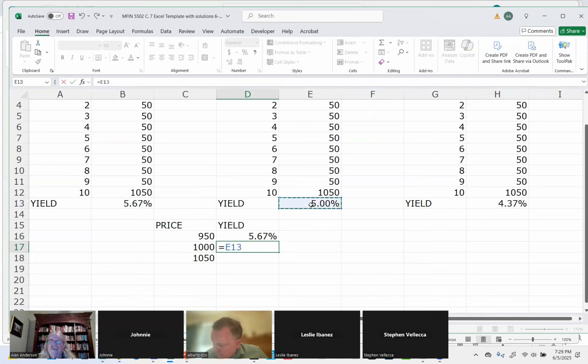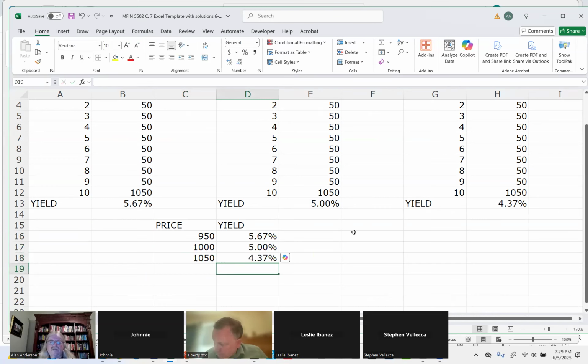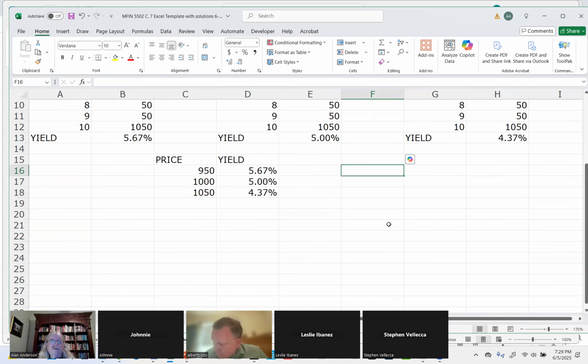You're going to notice something interesting. Just like before, the prices and yields go in opposite directions. So this is what you would normally expect to see. This is the relationship between prices and yields. Low price is high yield, high price, low yield.